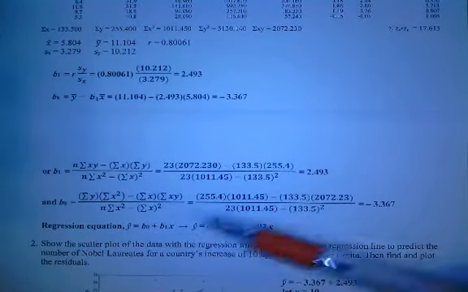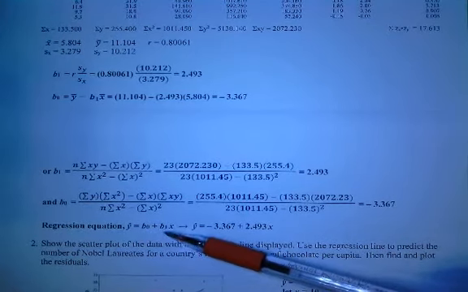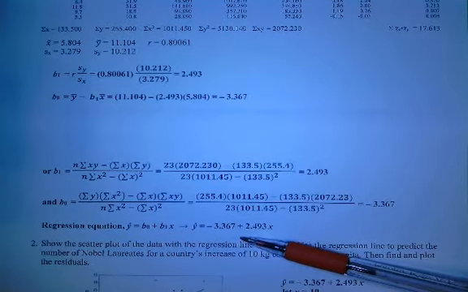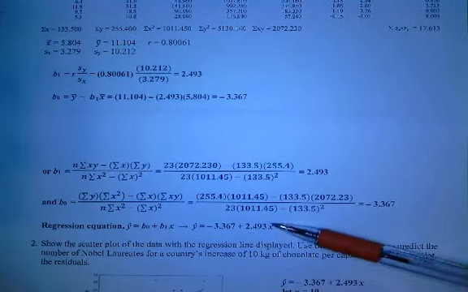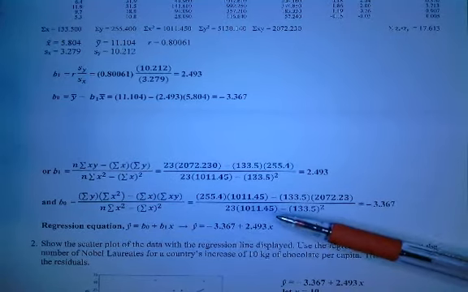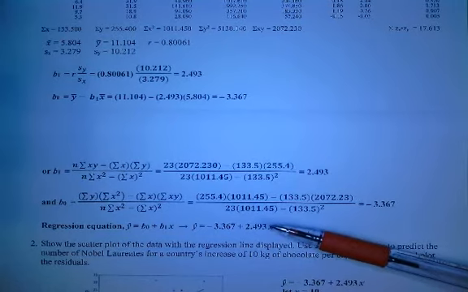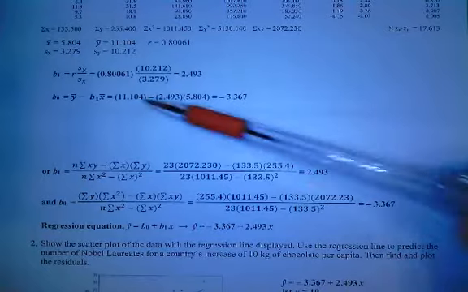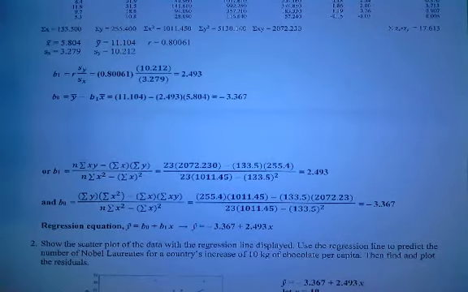And so then my equation, y equals b0 plus b1x, and there is my regression equation. And it does not matter if you put the 2.493x first and then the negative 3.367 second. So whether you do it this way or this way is fine.